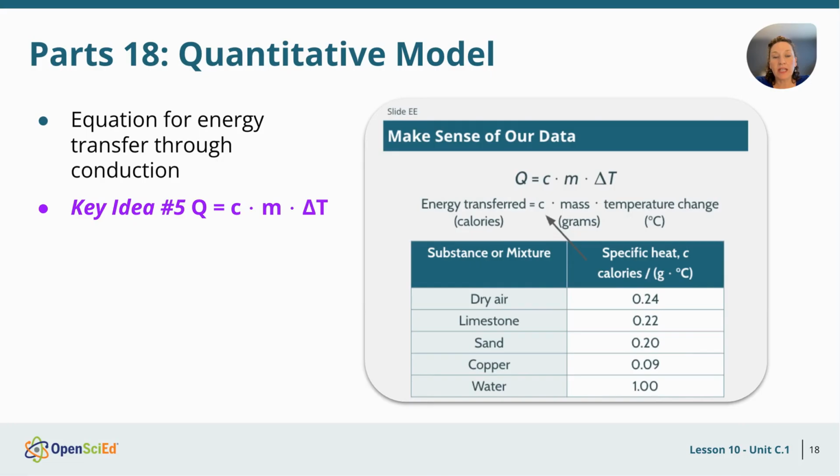Finally, the key moment in part 18. This is the final discussion where you'll allow students to establish an equation for energy transfer through conduction. You'll add key idea number 5, Q equals Cm delta T.